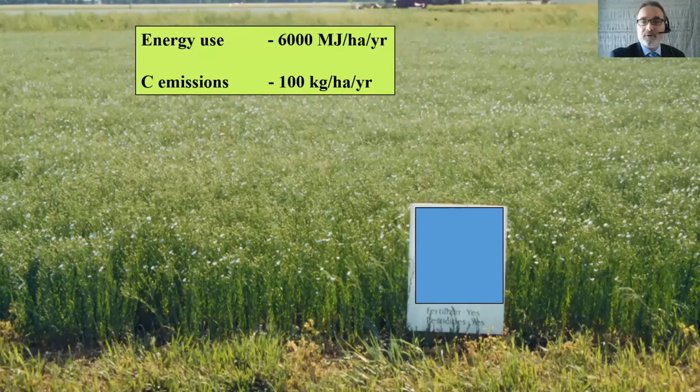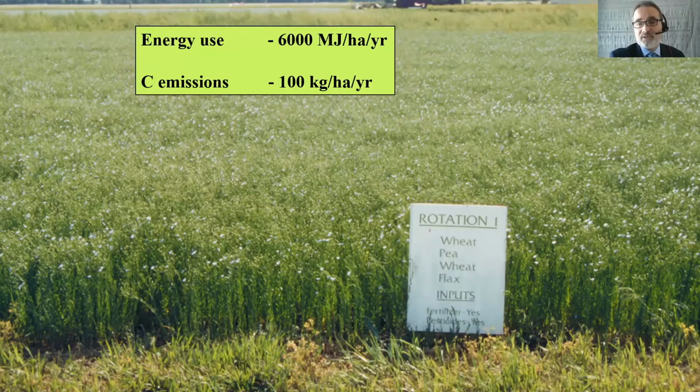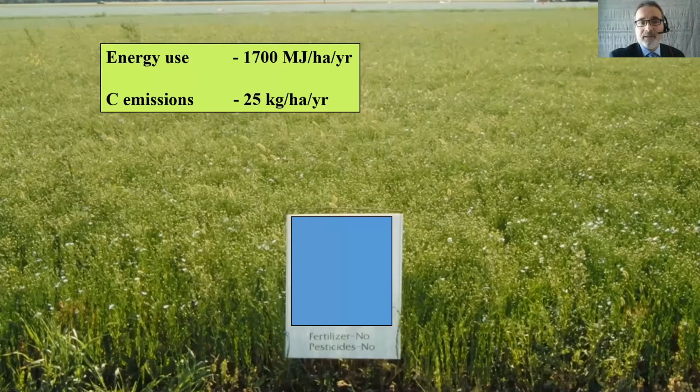This is data from a friend of mine, Martin Entz at the University of Manitoba, a long-term trial that he runs at Glenlee, south of Winnipeg. And I think this kind of data is increasingly important where we look at metrics in farming systems like energy use and carbon emissions. This is a plot which is currently in flax. There's fertilizer and pesticide applied, and it's an annual crop rotation: wheat, pea, wheat, flax. So it uses that much energy, and the carbon emission is that much. We can look at another plot in this same experiment, and there's no fertilizer, no pesticide applied. We see that the energy use is about a quarter, the carbon emissions is about a quarter.